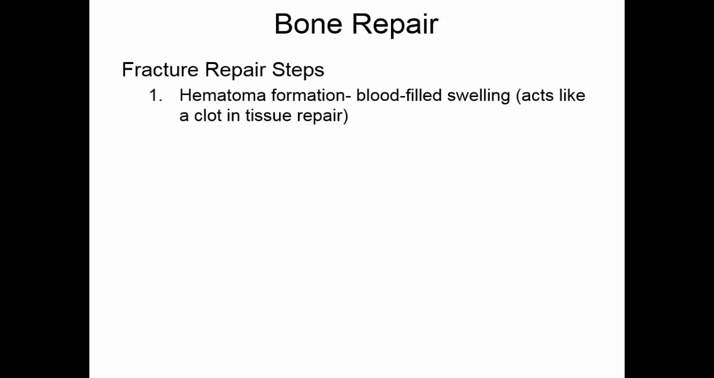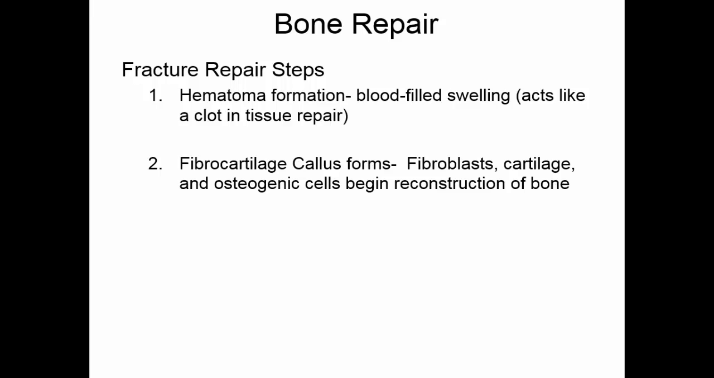Fracture repair occurs in 4 major steps. First of all, when you break the bone, you're going to break a lot of blood vessels, so blood will seep out into the area, and you will get a hematoma or a clot that forms. The clot will then be replaced with fibrocartilage. We have a fibrocartilage callus forming.